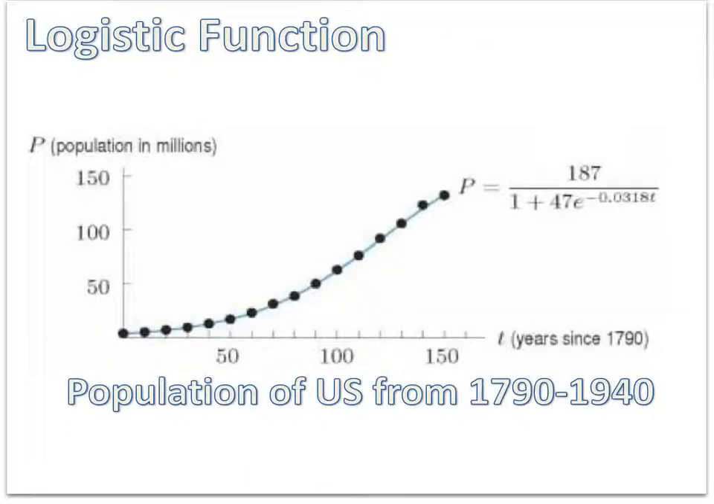Here is the population of the U.S. from 1790 to 1940. As you can see, it starts slowing down. Why? Because somewhere in there was the invention of the pill, right? In other words, like I said, populations are perfect for this type of S-curve or logistic function because you can start to see eventually you're going to have to start slowing down.